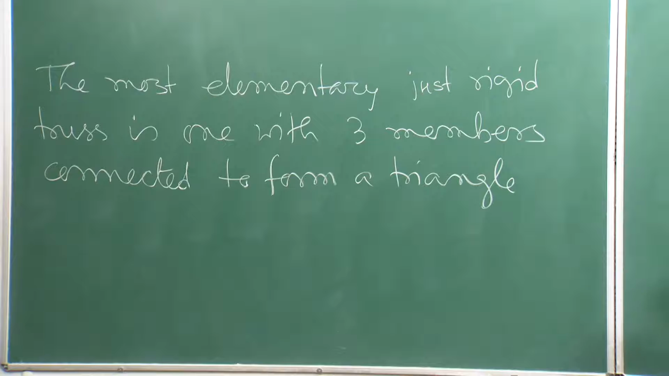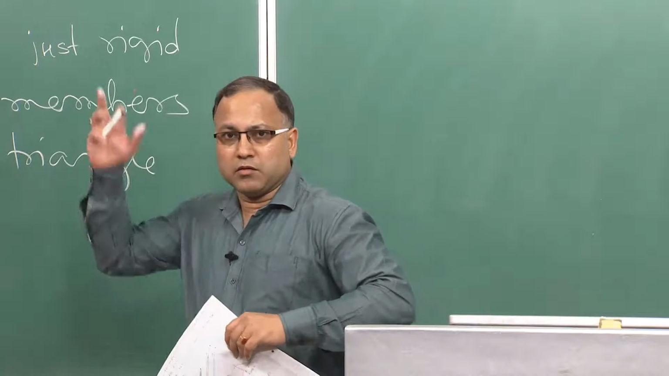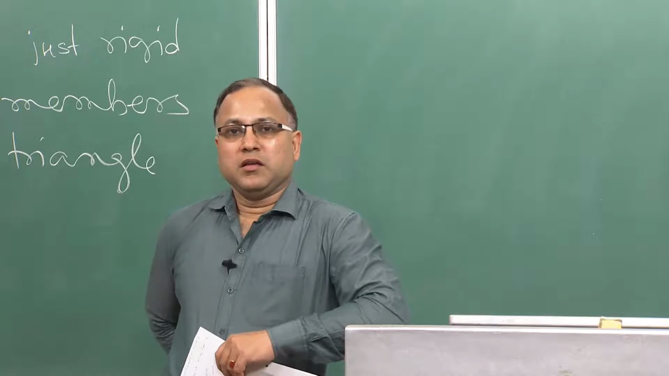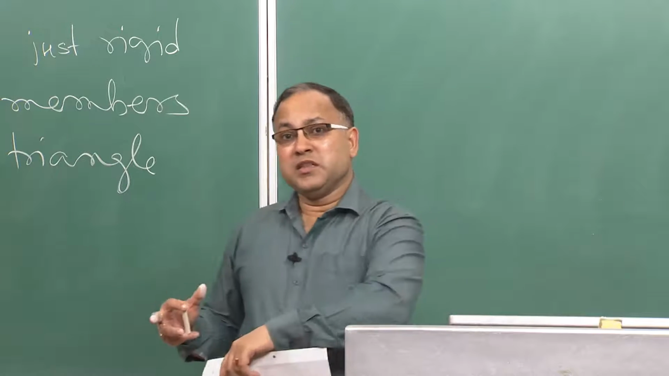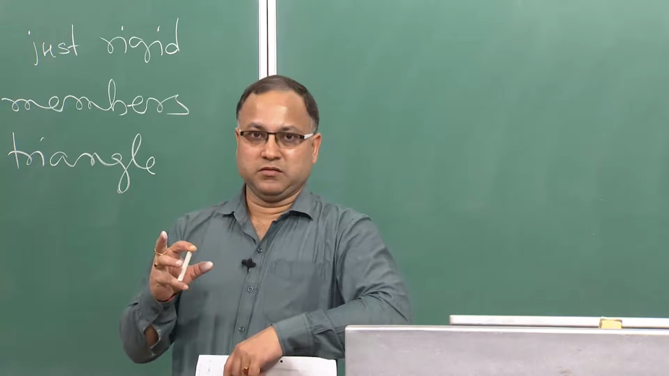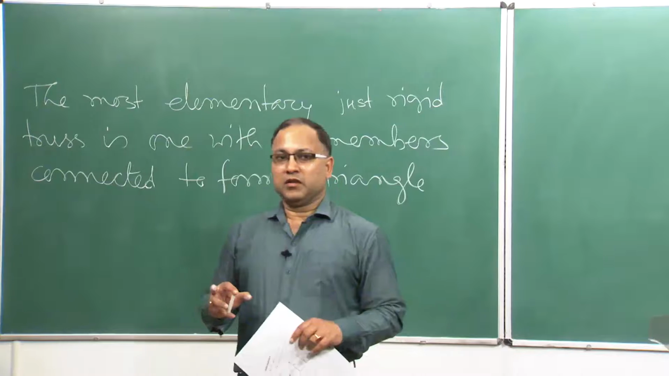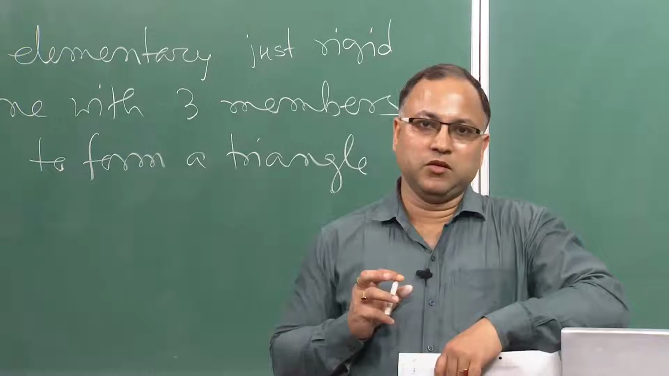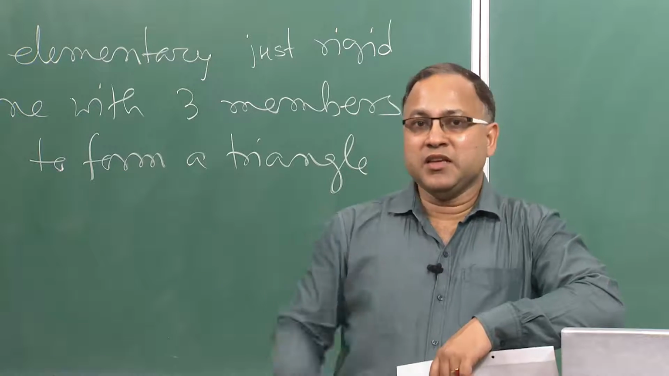The most elementary, already we have seen that with 2 members, if you look at the previous example, it was not rigid, it was not stable, right. Immediately you connect one more member which forms a triangle, that gave me the just rigid structure. So, that is basically the elementary structure which will be the just rigid. That means, for getting a just rigid structure, the minimum number of members should be 3, making a triangular pattern. That will be your elementary truss.